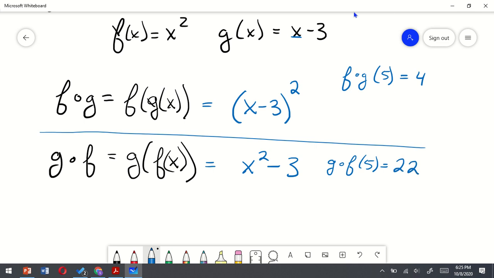So very different answers depending on the order, very different looking functions depending on the order. So the order matters that you perform your composition in. The order makes a big difference. So you want to pay attention. It's not like adding and multiplying where you can do it in any order. It's not commutative. It's not a commutative operation.